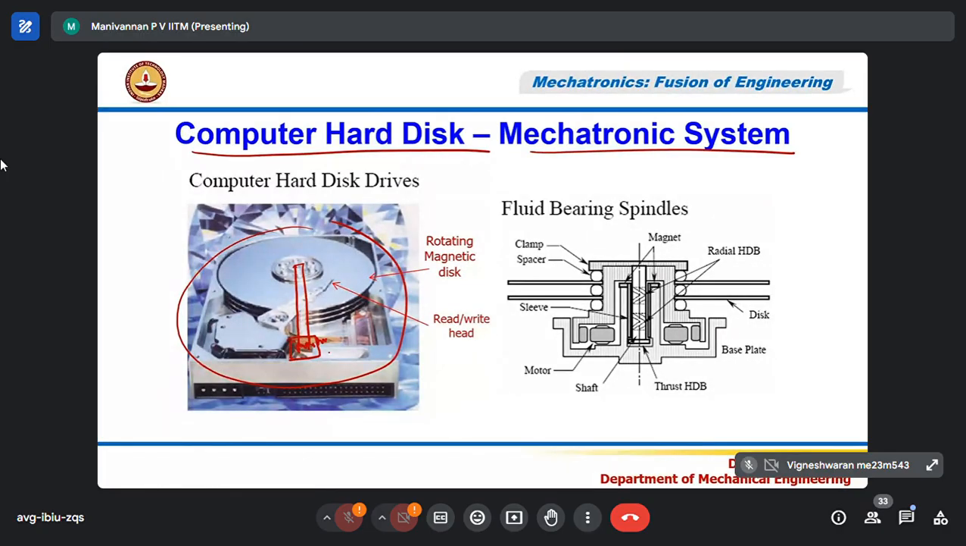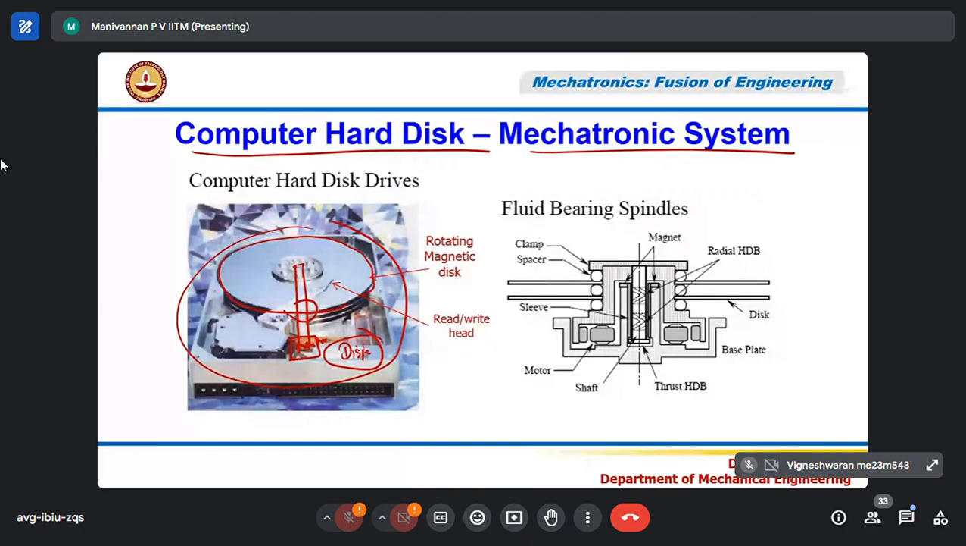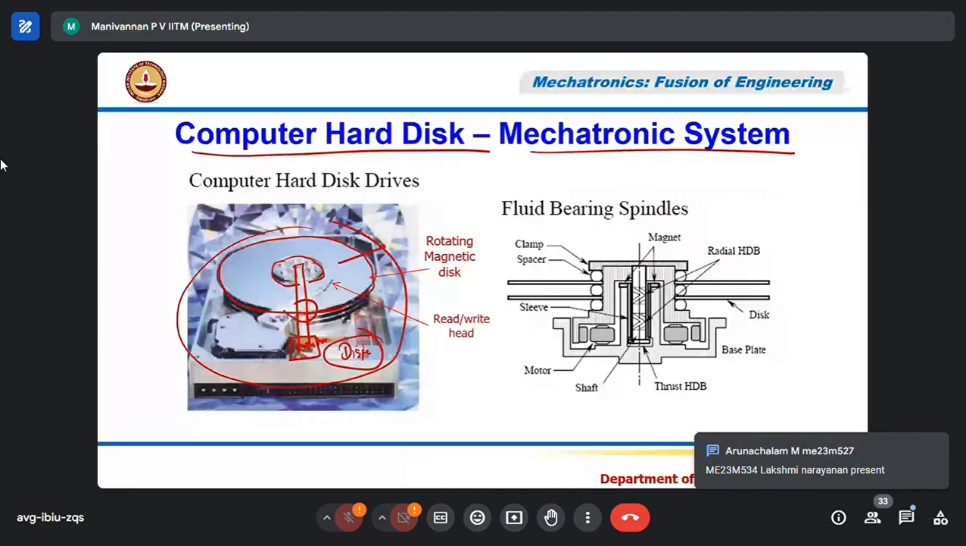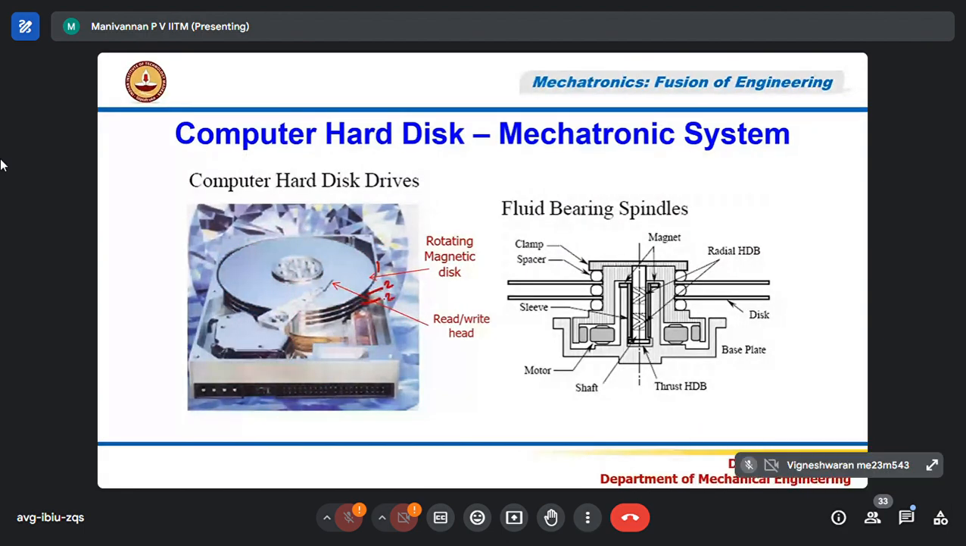This motor is controlled by a controller. Inside this, there's a digital controller circuit, which is going to control the motor speed. And on the shaft, you can see the discs. In this picture, you can see 3 discs: this is one, second one, third one. And this is the top side.